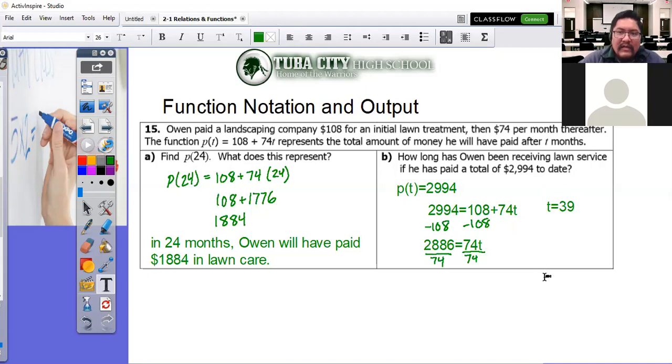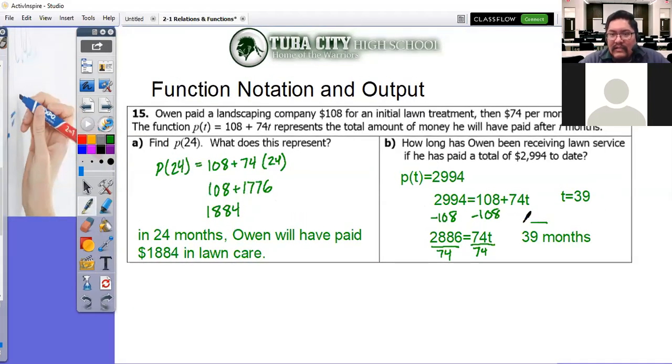So now we know that the time is 39. So we knew the output, but we needed to know what input we will use to get that particular output. So in this case here, we now know if he had paid $2,994, he would have been paying for this lawn care for 39 months, which, let's see, 36 months would be a year. So this is about a year and 3 months. So a little over a year. I'm sorry, a little over 3 years. And again, that's quite a lot of money. I don't know if I'd spend that much money on a lawn. But I don't know, maybe he got a big house or something.